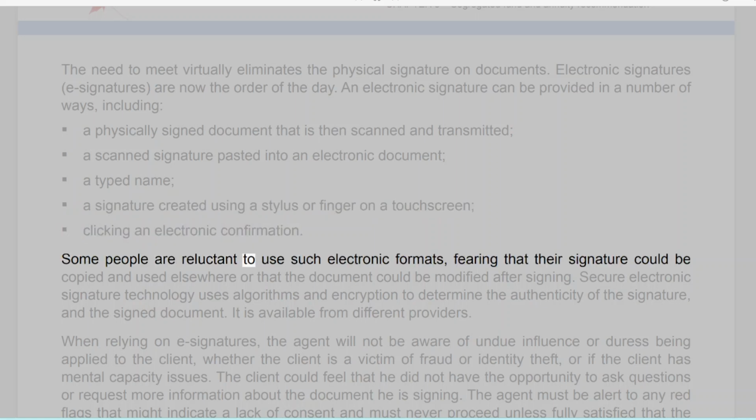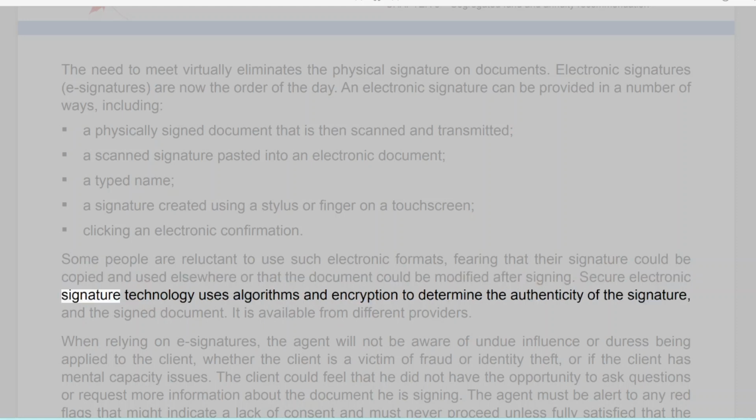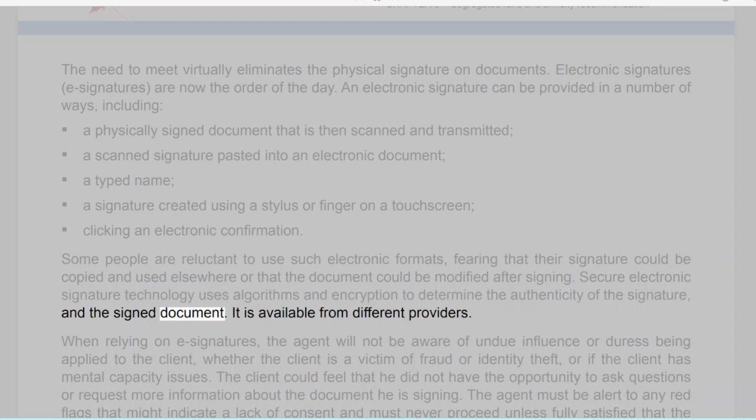Some people are reluctant to use such electronic formats, fearing that their signature could be copied and used elsewhere or that the document could be modified after signing. Secure electronic signature technology uses algorithms and encryption to determine the authenticity of the signature and the signed document. It is available from different providers.